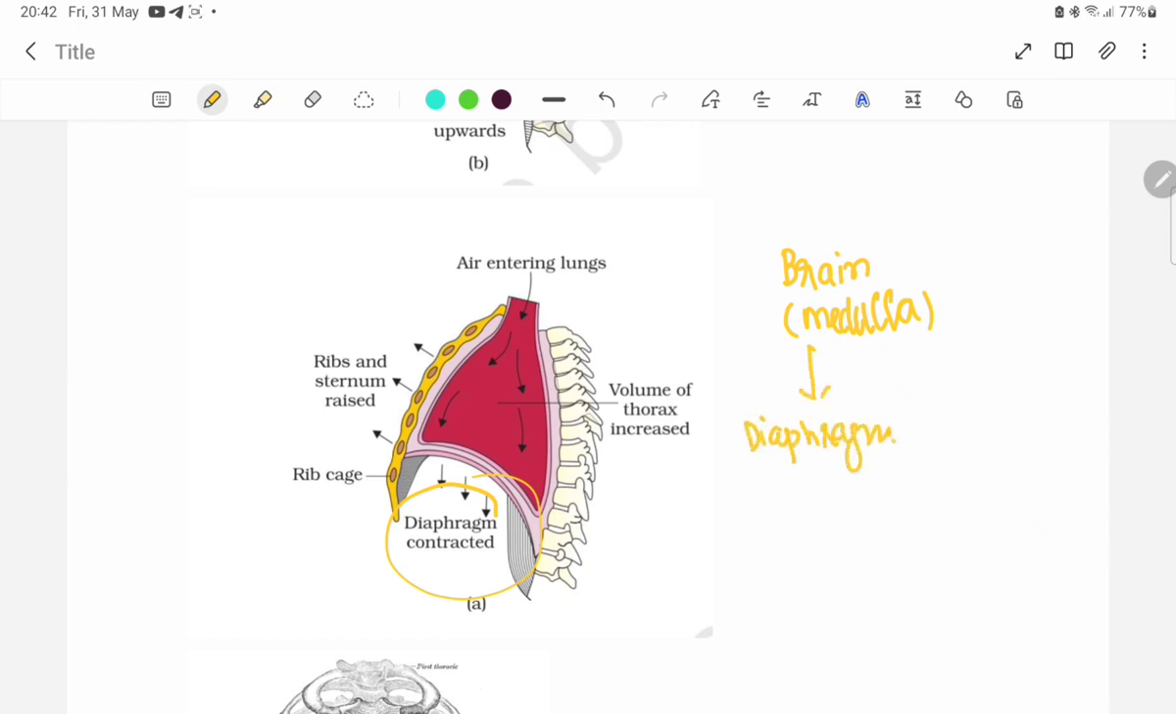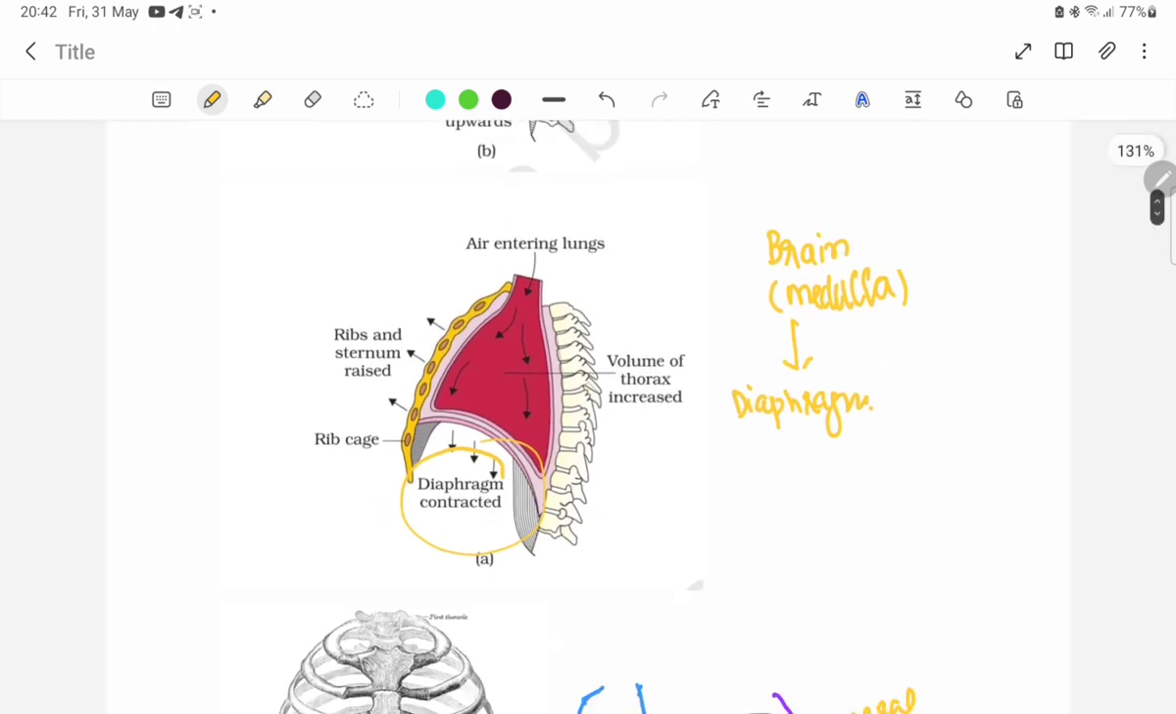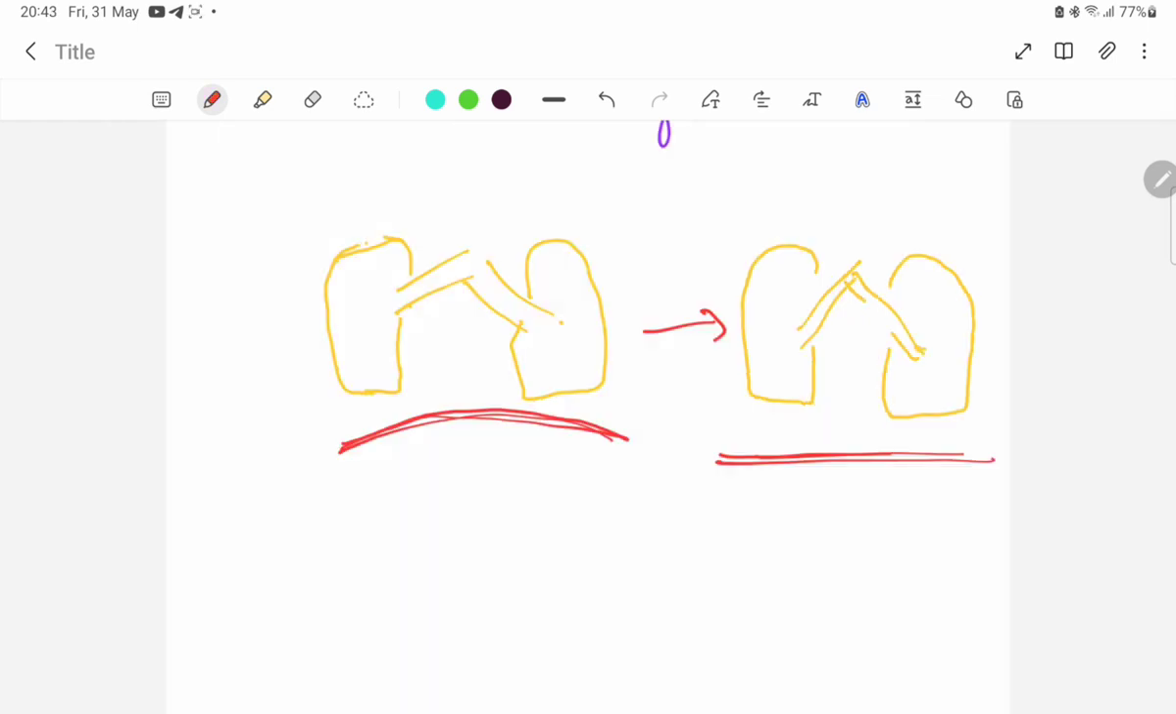Now the diaphragm contracts. If the diaphragm contracts, what will happen? This is the normal shape of the diaphragm. Now when it contracts, it becomes flat like this. As you see in this diagram, this first diagram is the normal shape of the diaphragm. Actually the diaphragm is present in a dome shape. This is like a dome. It is present at the expiration stage. Actually, this is during expiration. During inspiration, what happens? The diaphragm becomes flat.